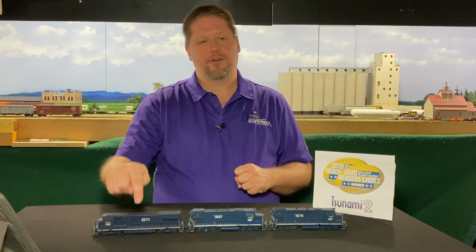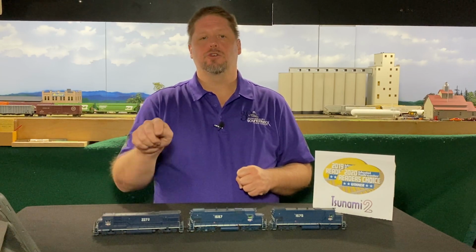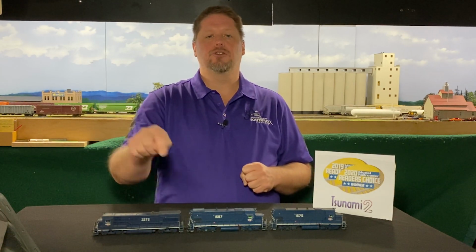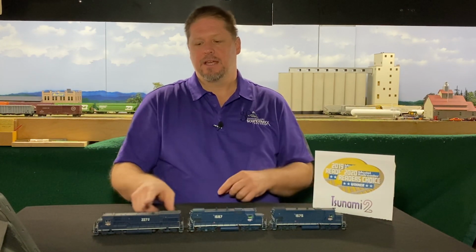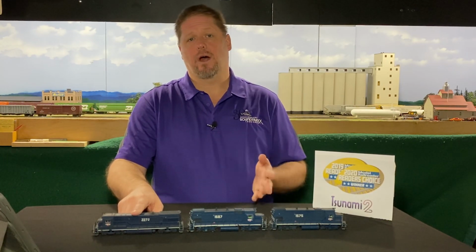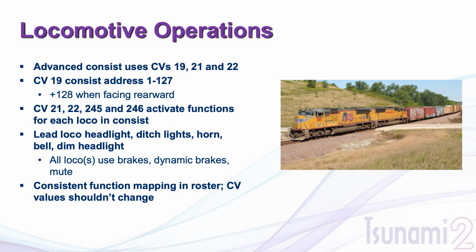When the locomotive is facing rearward, you tell that decoder you're part of address 20, but you're facing rearward by adding 128. So CV19 on these 2 guys would be set to 20. CV19 on this would be set to 148. Now the next step is CV21, 22, 245, and 246.